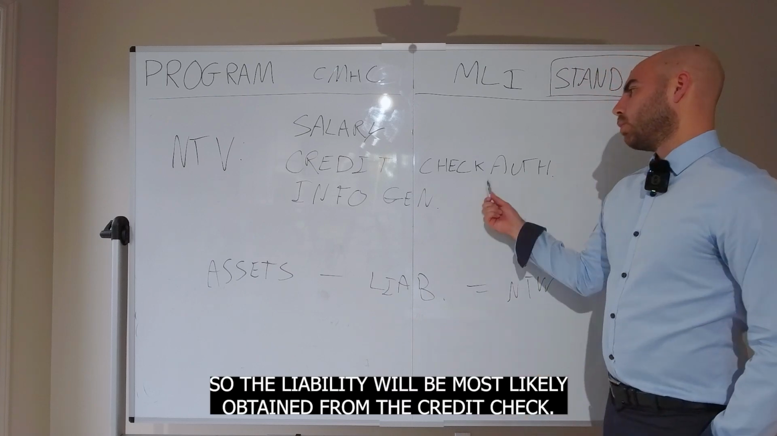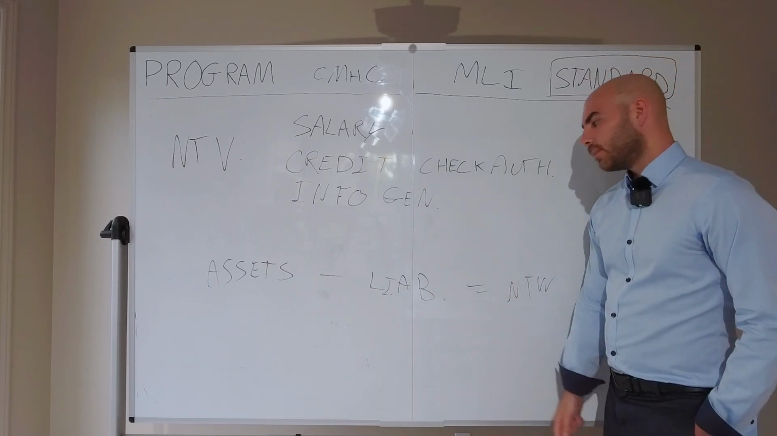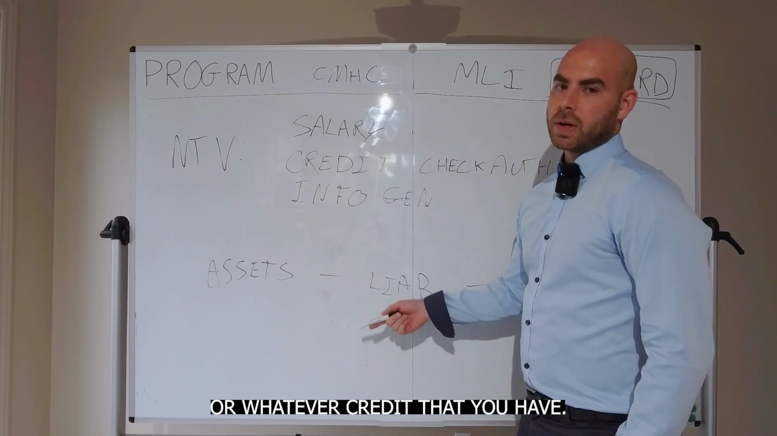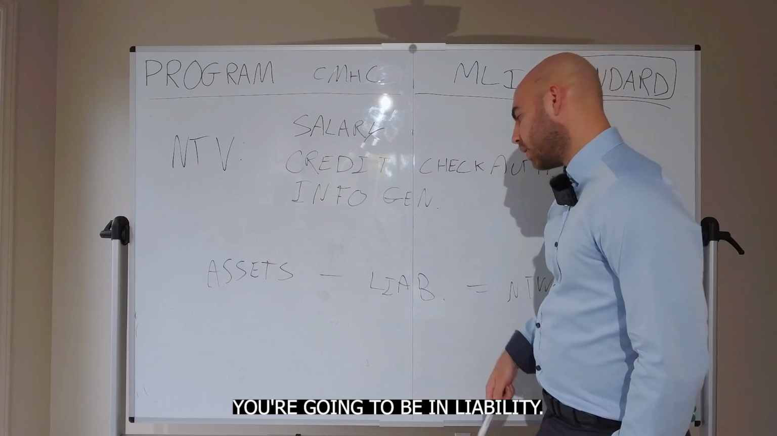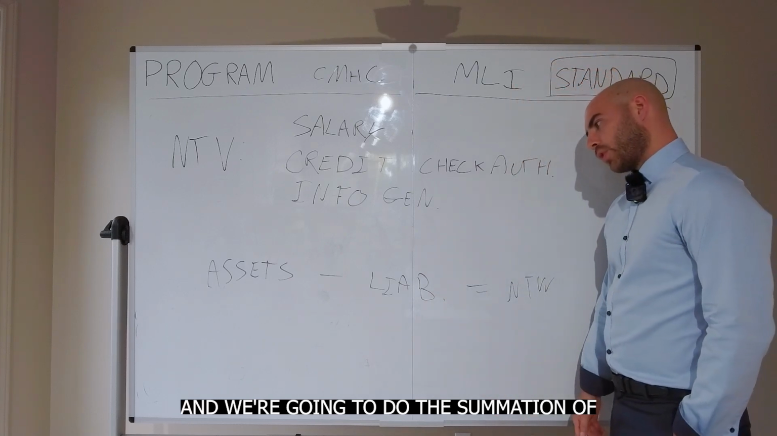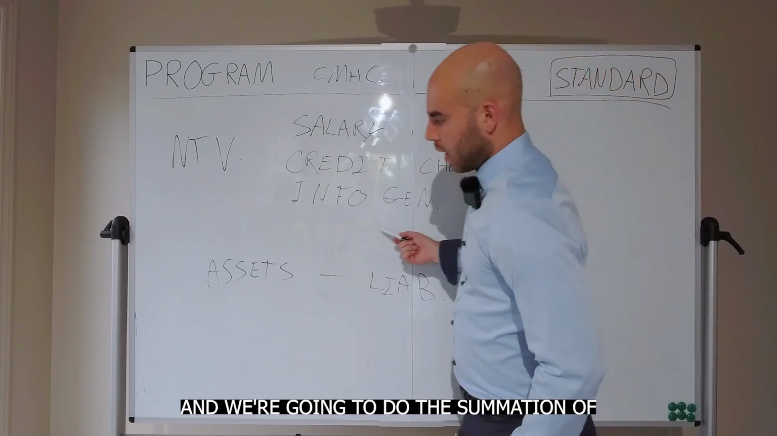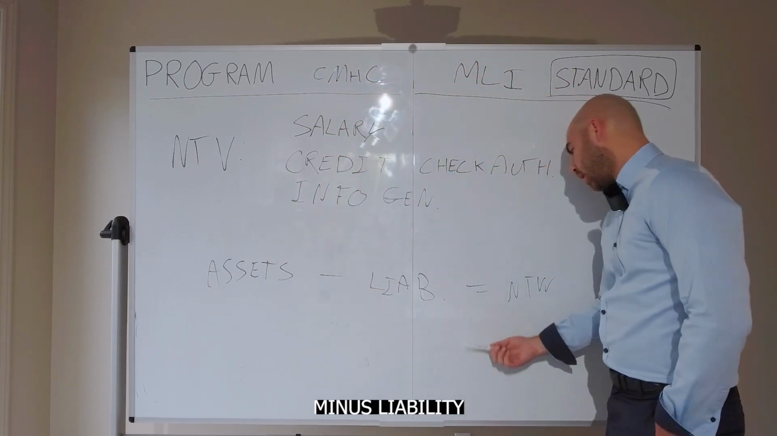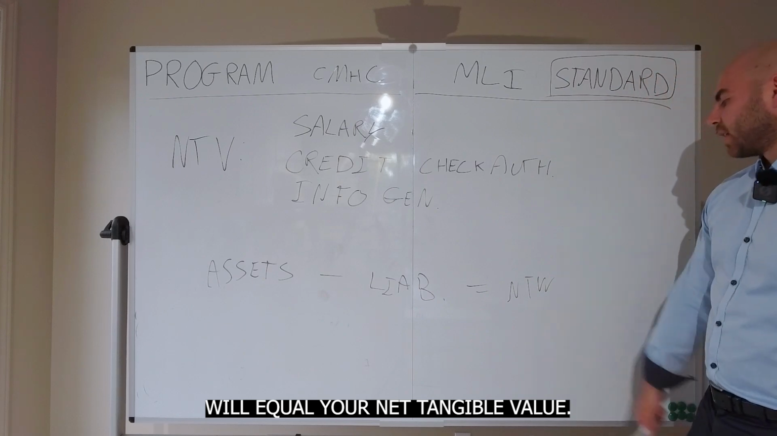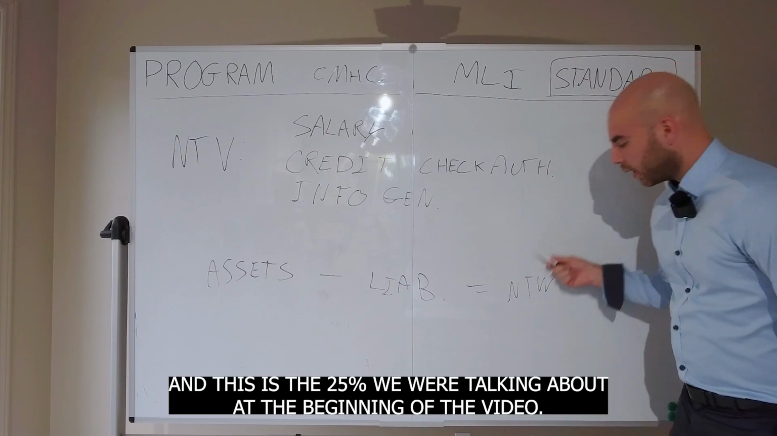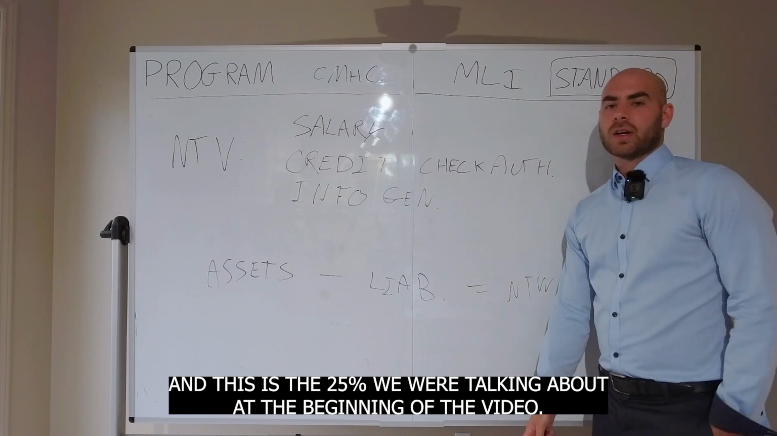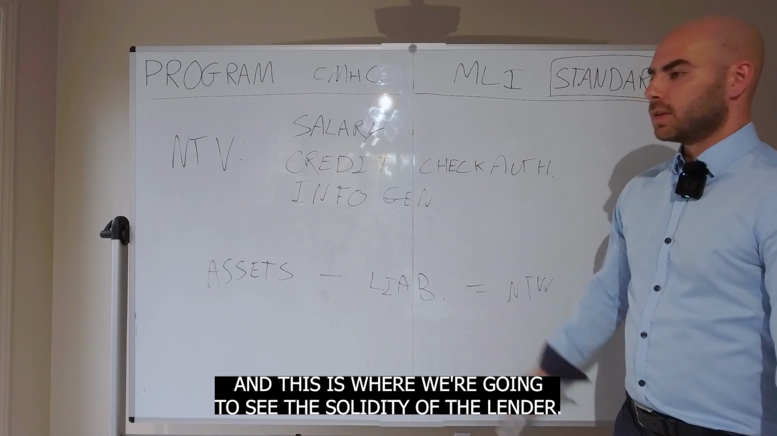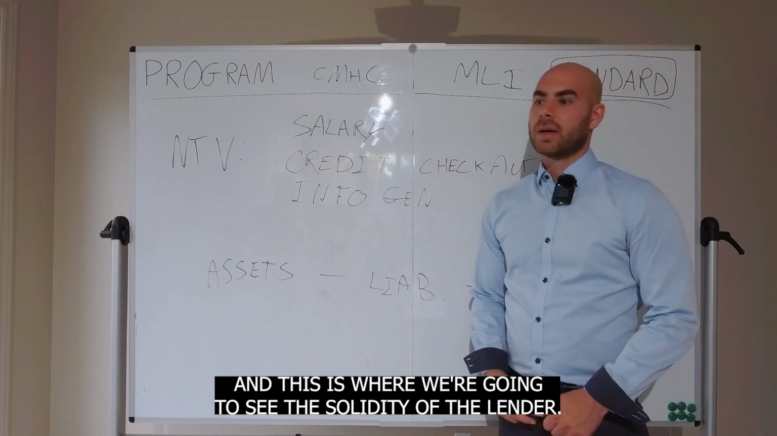So the liability will most likely be obtained from the credit check. We're going to apply mortgages, credit cards, lines of credit, whatever credit you have, you're going to put in liability. And we're going to do the summation of assets minus liability, which will equal your net tangible value. And this is the 25% we were talking about at the beginning of the video. And this is where we're going to see the solidity of the lender.